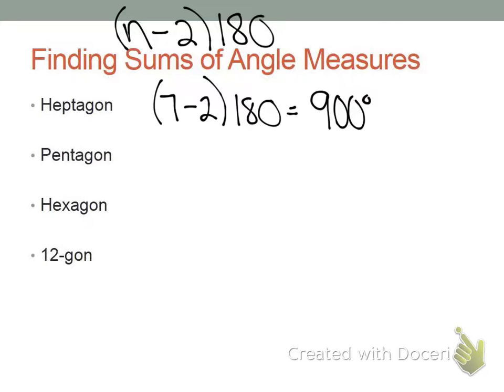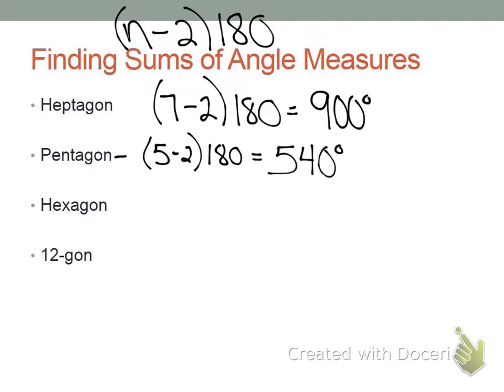Okay, so what would I subtract in parentheses? 5 minus 2. Why a 5? Because that's how many sides are in a pentagon. So 5 minus 2 is 3. What's 3 times 180? 540. I want you to go ahead and do the last two now.